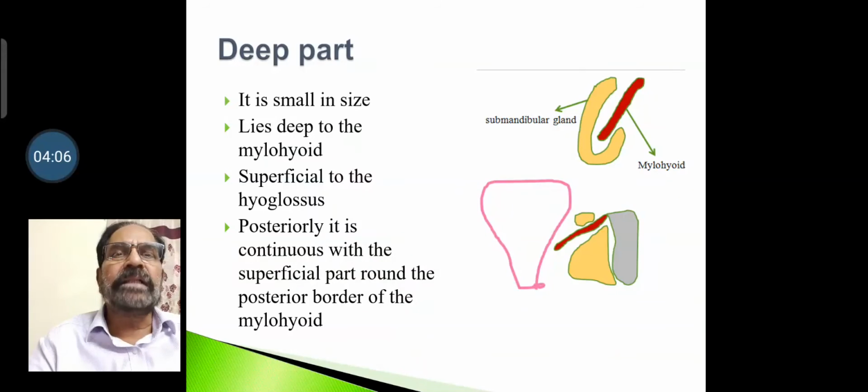We come to deep part. Deep part is small in size. It lies deep to mylohyoid muscle, superficial to the hyoglossus muscle. Posteriorly, it is continuous with the superficial part around the posterior border of mylohyoid muscle.